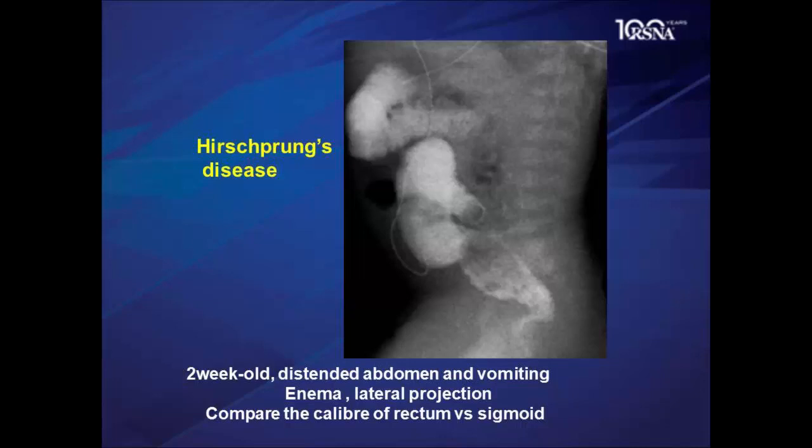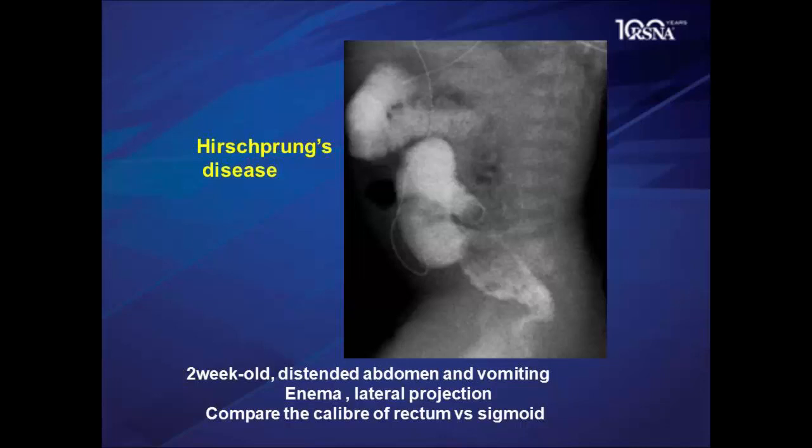Now in the full term, this one is 2-week-old, distended abdomen. He vomits because we have non-specific dilatation of bowel loops. Enema is performed, and the conventional study is lateral views, which gives you, if positive, diagnosis, as in this case, recto-sigmoid ratio. This is a transitional segment. This is a classical textbook picture of Hirschsprung disease.